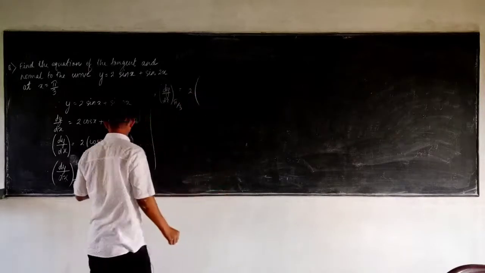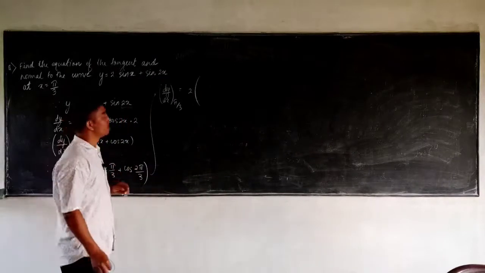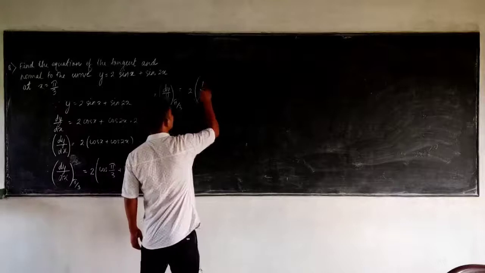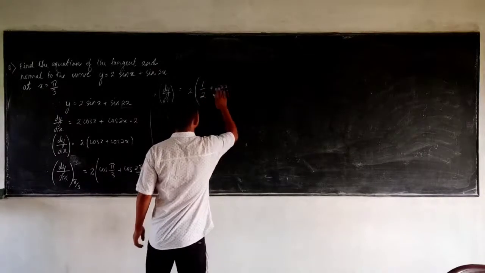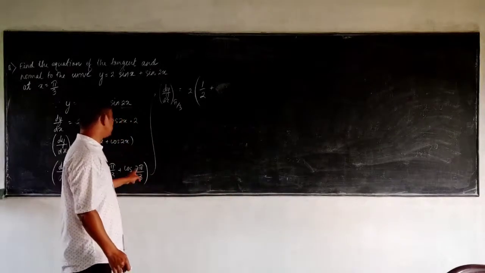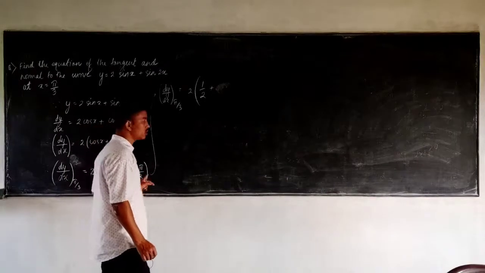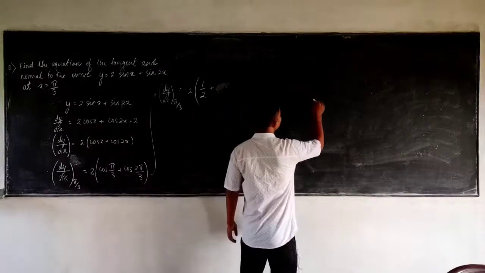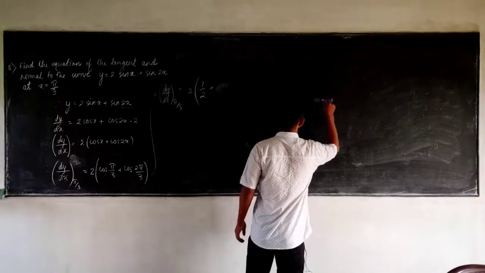Now the value of cos pi by 3: pi is 180, divided by 3 that is 60. The cos of 60 is equal to 1 by 2, plus cos of 2 pi by 3. 2 pi by 3 means 2 into 180 is 360, and 360 divided by 3 is 120, and that 120 can be written as 90 plus 30. Okay, so cos of 30.